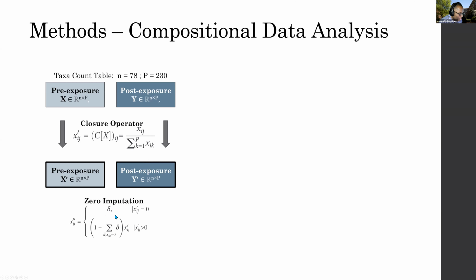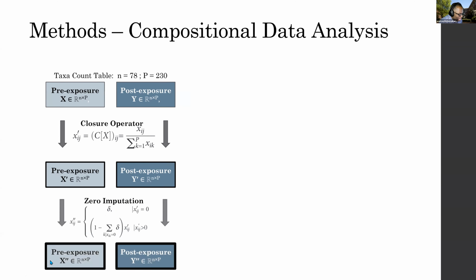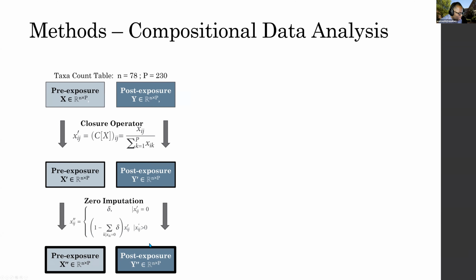Again, not enough time to go into detail of this, but you can basically think of this as a smarter way to impute zeros rather than adding just a random pseudo count. And then we finally get our pre and post exposure matrices.